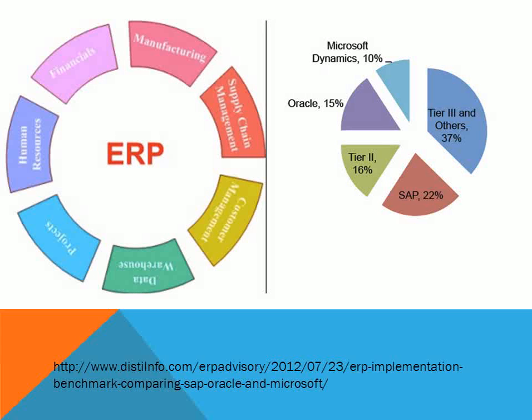Some of the different benchmarks in ERP implementation. This chart here, this pie chart, if you will, shows a comparison of some of the major players: SAP, Oracle, and Microsoft. And you can see that SAP is roughly 22%, Oracle comprises 15% of the market, and a much smaller amount by Microsoft at 10%.